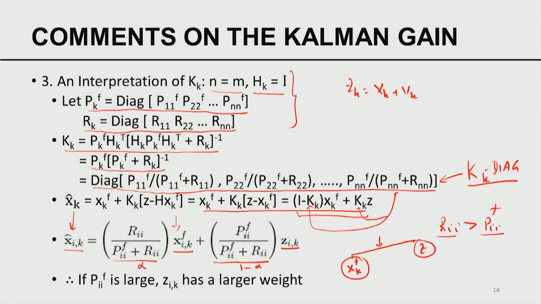That means analysis always favors the one that is more accurate. On the other hand, if Rii is less than Pii, that means observation is more accurate than the forecast, in which case the Kalman filter gives more weight to the observation. So what does it mean?